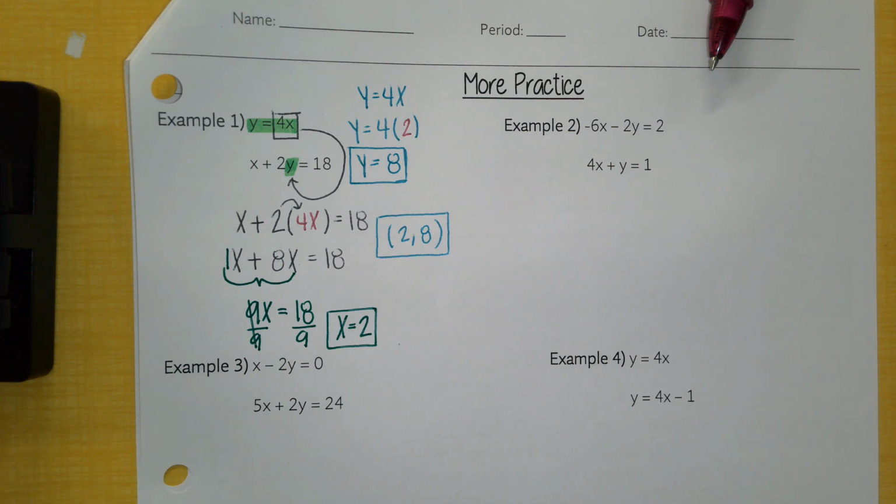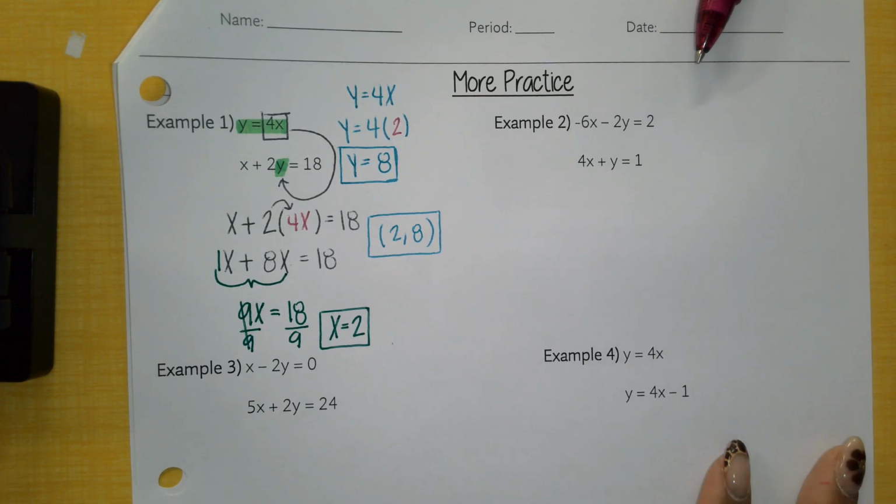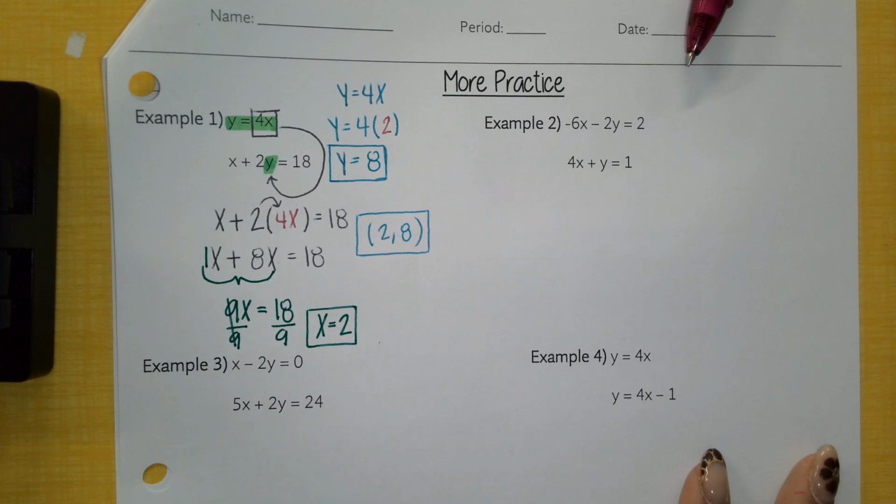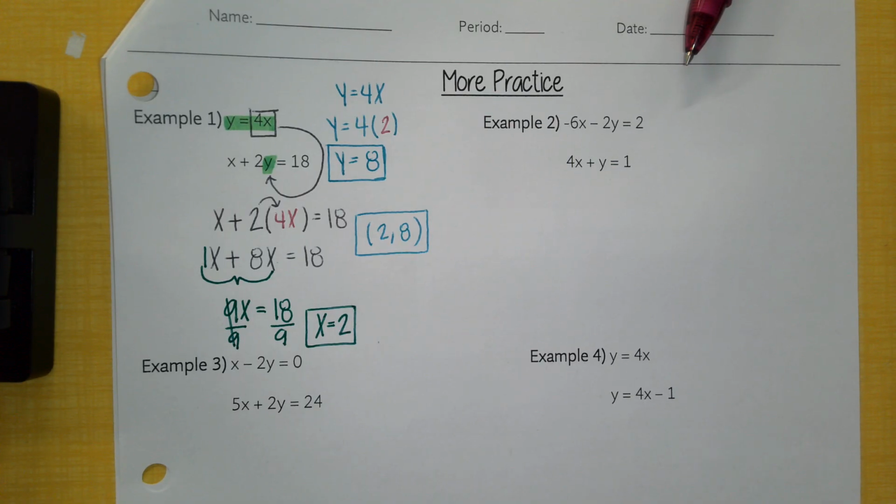Anybody have any questions? So these are easy because they are already solved for y or for x for you. But example number 2 is a little bit different. So let's kind of see what we have to do. Okay, so we have negative 6x minus 2y is equal to 2. Then we have 4x plus y is equal to 1.